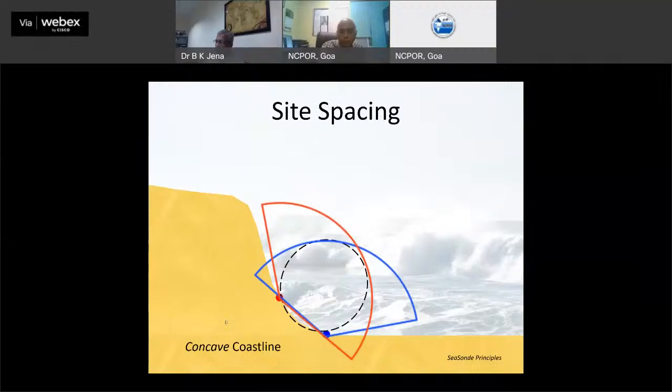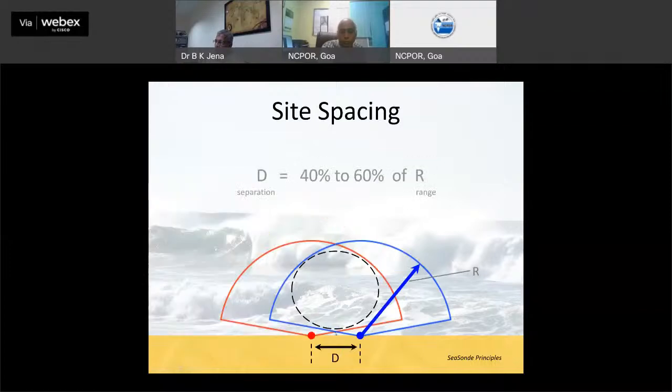In a case like this, it is better not to use the long range system here. You can use the standard range, depending on this D. D is the distance from one radial site to another radial site. The formula is D equals 40 to 60% of R. If the range is say 200 kilometer, we can go up to 100 kilometer for this distance. If you go more, we will not get proper coverage with good quality data.